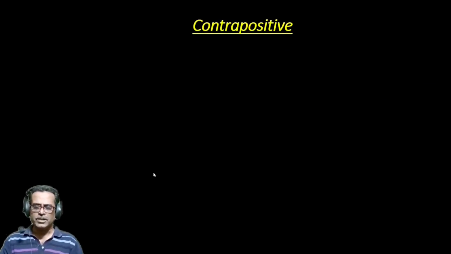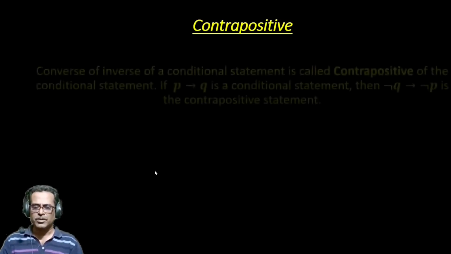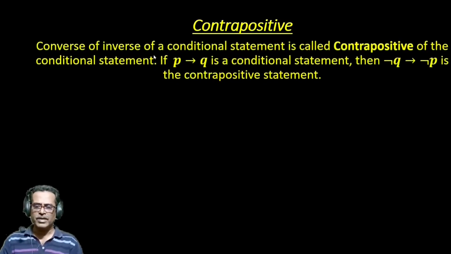Next, contrapositive. Contrapositive: when negation is applied to the converse, that is, the converse of the inverse, that is contrapositive. The converse of the inverse of a conditional statement is called the contrapositive of the conditional statement. If P implies Q is the conditional statement, then not Q implies not P is the contrapositive statement. And the contrapositive statement is equivalent to the conditional statement itself.